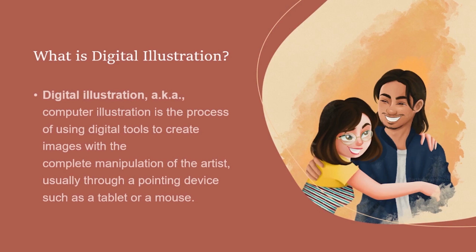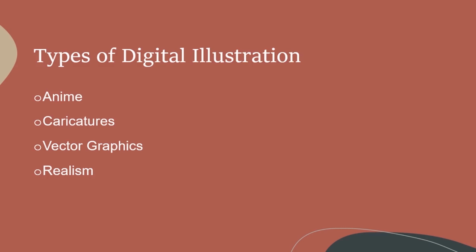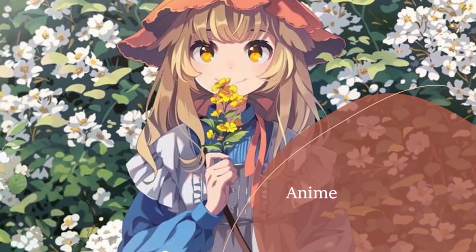Next, we have the types of digital illustration. There are actually a lot of them, so I'm just going to name a few that are popular. First, we have anime. As we all know, anime is a type of art style which originates in Japan. It is short for animation, which is characterized by colorful graphics. It is the most popular type of illustration because it is not only a still image, it is also known as a motion picture.